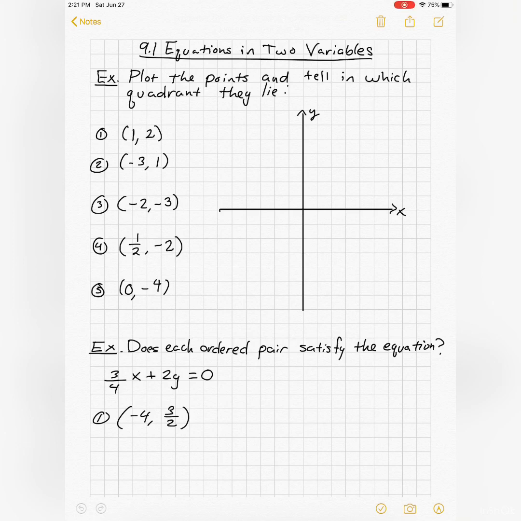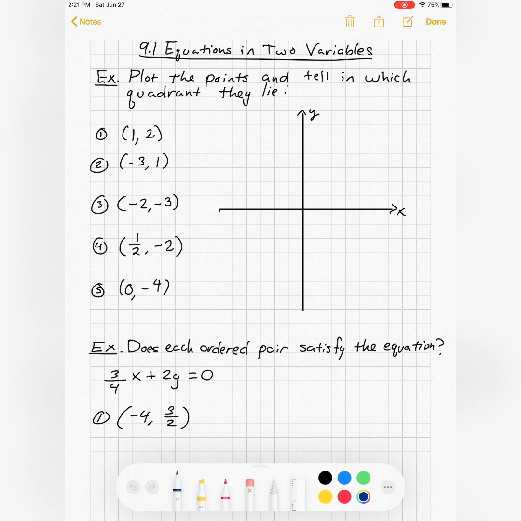So in 9.1, we start looking at equations in two variables. Here's an example. This is actually a linear equation, the equation of a line, in the two variables x and y. But the first example just starts by looking at plotting points.